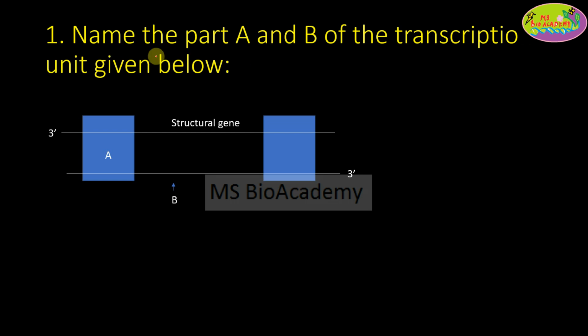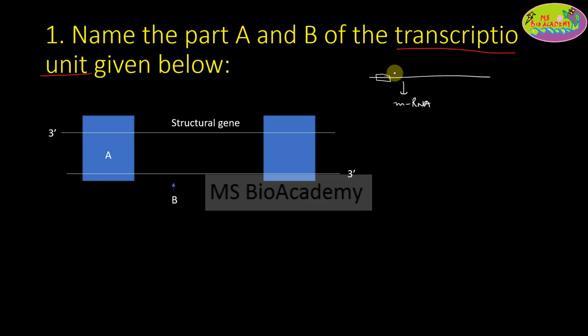So we have already read this question. Name the part A and B of the transcription unit given below. So what is transcription unit? First of all, you should understand this term. All right, so transcription unit basically means the sequence of the DNA, or you can say it contains some nucleotide regions or sequences which are required for the synthesis of the mRNA, messenger RNA.